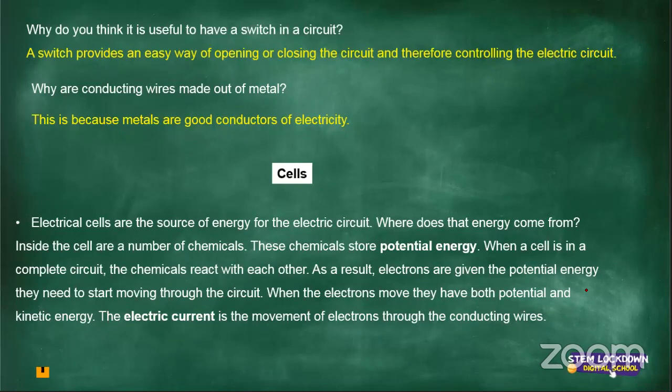As a result, the electrons are given potential energy and they start moving through the circuit. Remember I said they move through the circuit in one direction. They don't move in any direction. When the electrons move, they have both potential energy and kinetic energy. The electric circuit is the movement of electrons through the conducting wire. Kinetic energy is the movement of the electrons through the conducting wire, and this kinetic energy is the electric current.